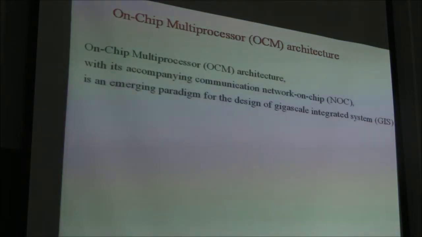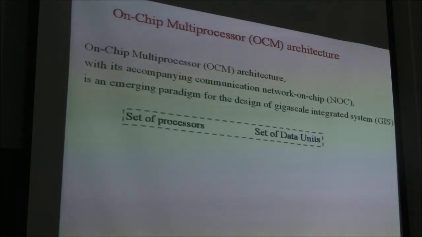So he came to me and we tried to develop some kind of a system to help a designer to develop the chips. In this problem we have two sets: a set of processors and a set of data units. The processor calls a data unit to get the data and to improve the result.